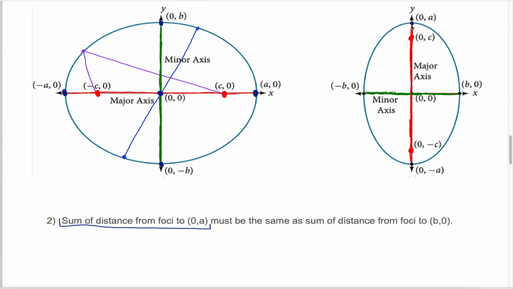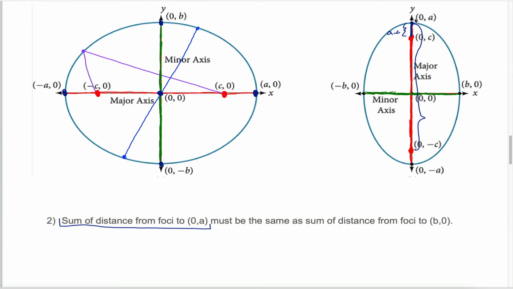Well, just by looking at the picture, I can figure out the distance from this vertex at 0, a to this closer foci at 0, c. Since a represents the distance from here to the center, and c represents the distance from here to the center, the distance between the two would just be a minus c. And I can use a similar argument to figure out how far it is from this vertex all the way down here to this focus.